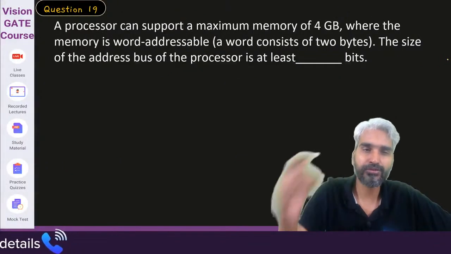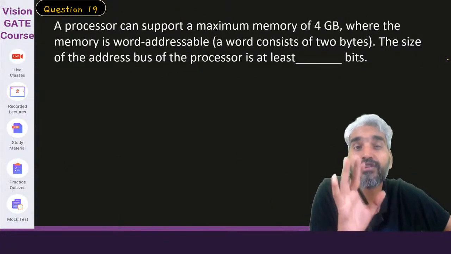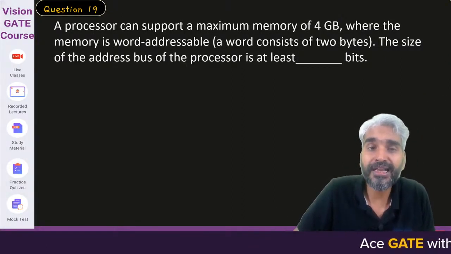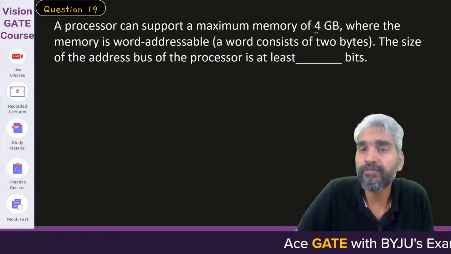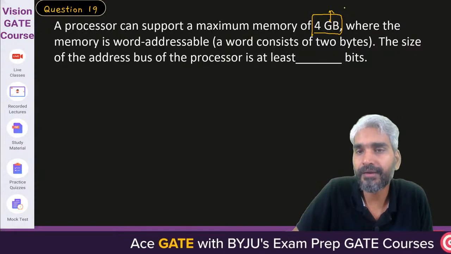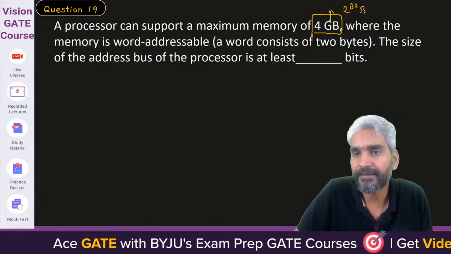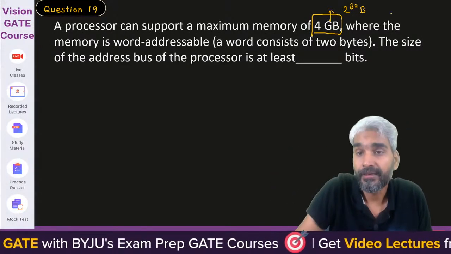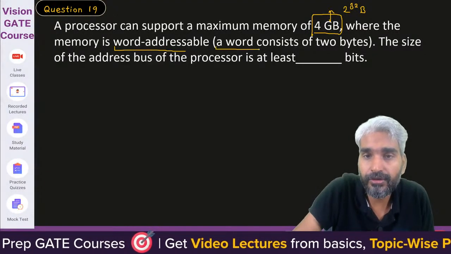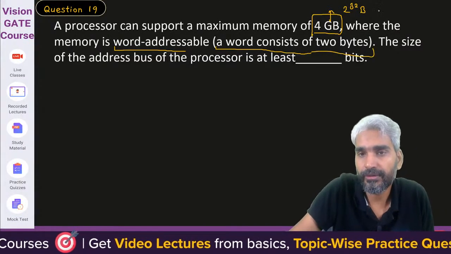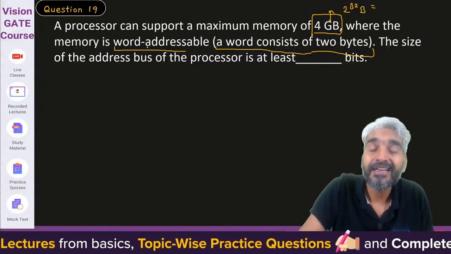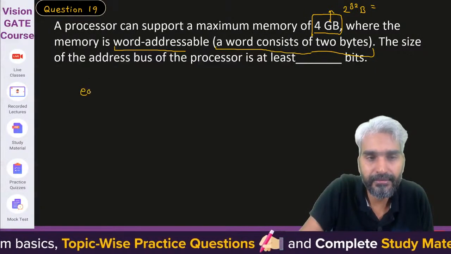Let's look at the last question. This is the last question from memory organization. A processor can support a maximum memory of 4 GB. So 4 GB is actually 2 raised to the power 32 bytes. The memory is word addressable, and a word consists of 2 bytes. So 2^32 bytes is the overall size, but it is saying each cell is of 2 bytes.